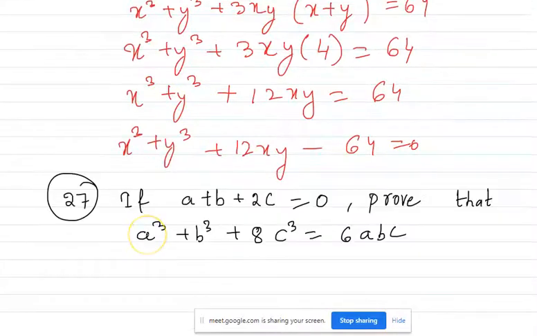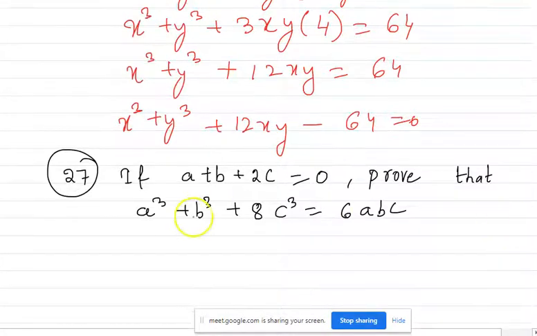Wait. This is the question. If a plus b plus 2c is equal to 0, prove that a cube plus b cube plus 8c cube is equal to 6abc. This is the question. Till now any doubt you have?